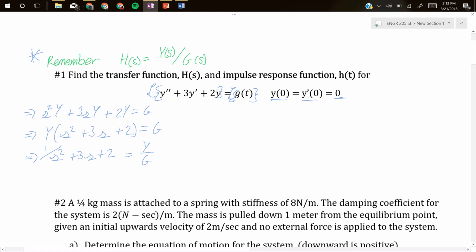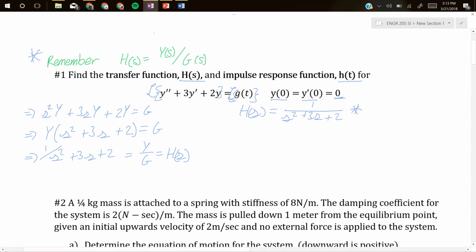So now that I have Y over G, I know that this equals H(s). I'm going to go ahead and rewrite that to make it a little easier to look at. So H(s) would then equal 1 over s squared plus 3s plus 2. Now we found our H(s) term. Now we need to find our h(t) term, which is going to be doing the inverse Laplace of H(s). So we need to get this right side over here into a form that we can take the inverse Laplace of.